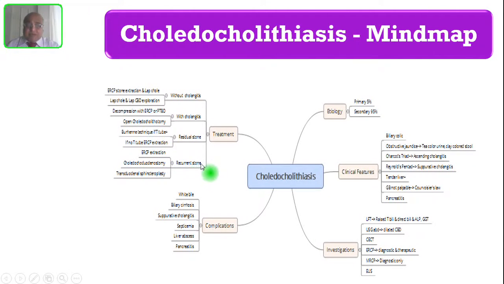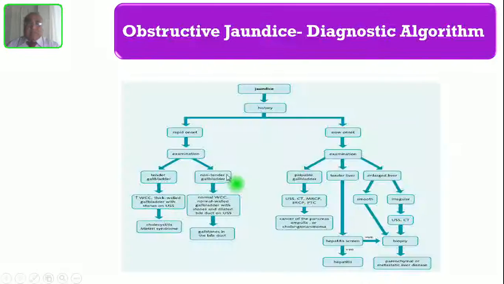If there is recurrent stone, that means the occurrence of stone in the CBD after 2 years post cholecystectomy, you can try ERCP extraction, or if the duct is dilated more than 2 cm, you can go either for choledochoduodenostomy or transduodenal sphincteroplasty.